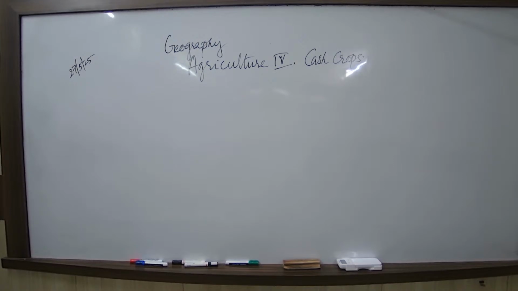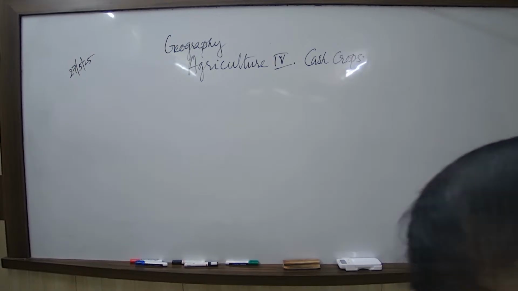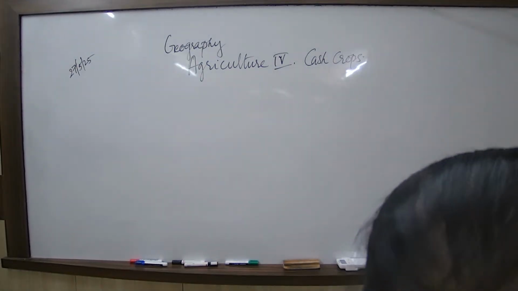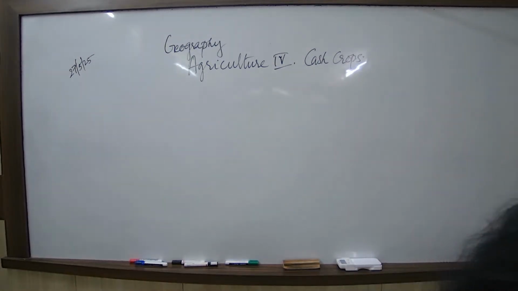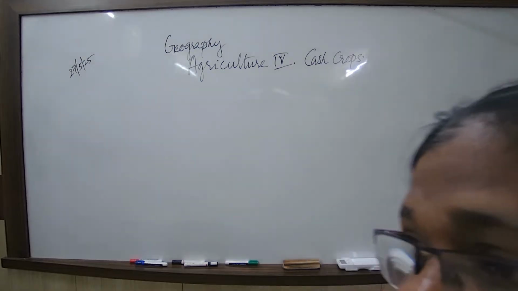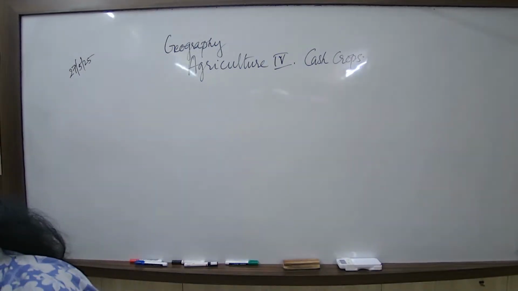Then which are the other oil seeds? Mustard. Learned or not? I don't remember, so I am just recording from my memory. Groundnut, mustard and soya bean. These are the three oil seeds we have studied. Let's move to the next lesson, agriculture fourth.